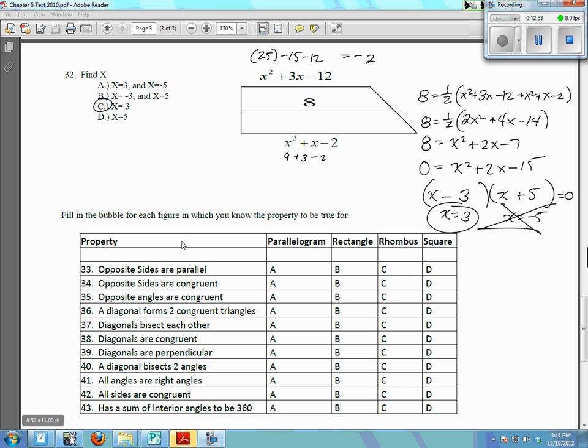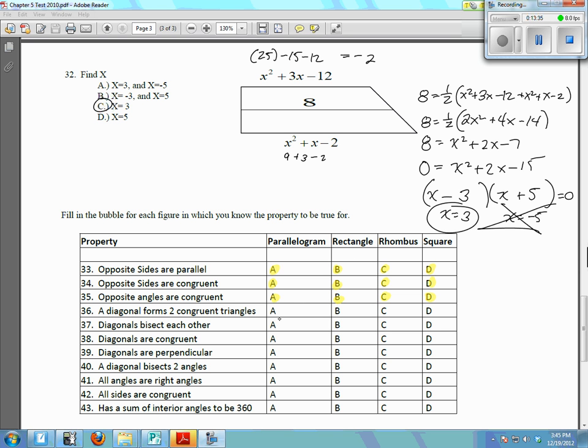We've seen these properties so many times. I'm going to go through these pretty quickly on just the answers. Obviously, these are all in your textbook for theorems, definitions, all that kind of stuff. You should be able to find those and verify to yourself the reason why these are true. Opposite sides are parallel. It's true for all of them. Opposite sides are congruent. It's true for all of them. Opposite angles are congruent. It's true for all of them.